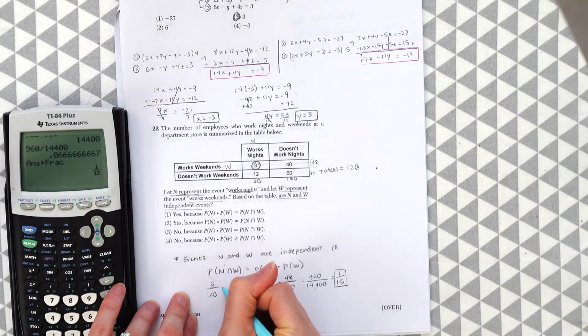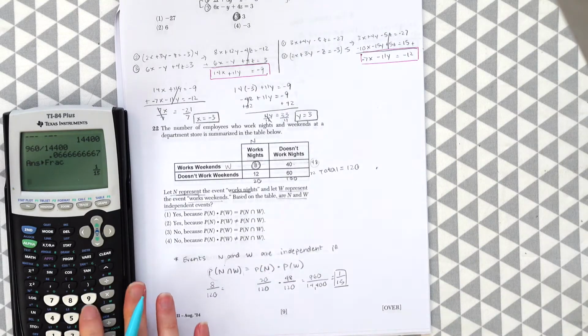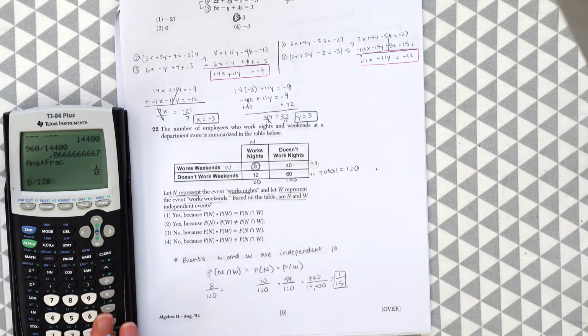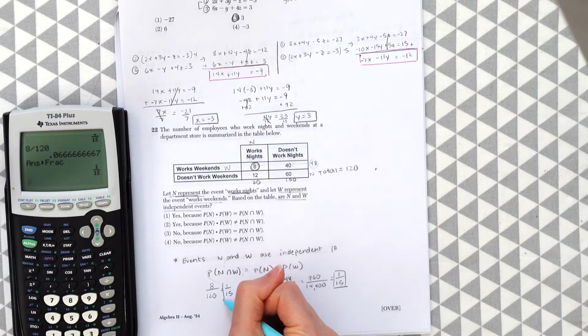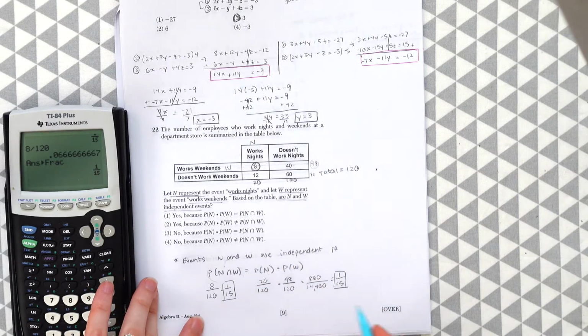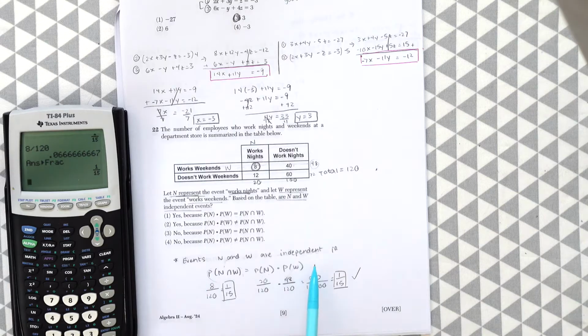So we need to see, does that reduce to 1 over 15? So let's plug that in, 8 divided by 120, and reduced, and it does work out. So 1/15th is equal to 1/15th. So that means these events are independent because these are equal to each other. So if we go back to our question, it says, are n and w independent events? And the answer is yes, because this works out. So this is choice number 1.